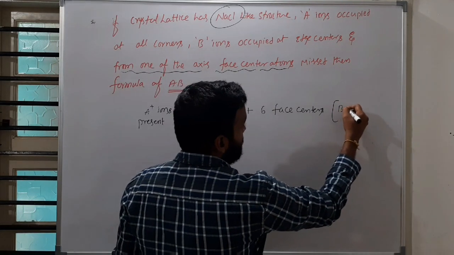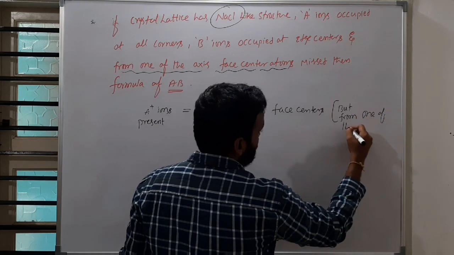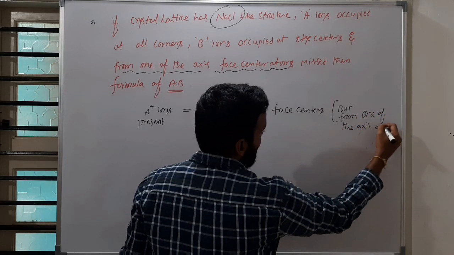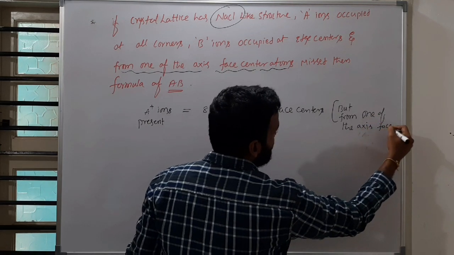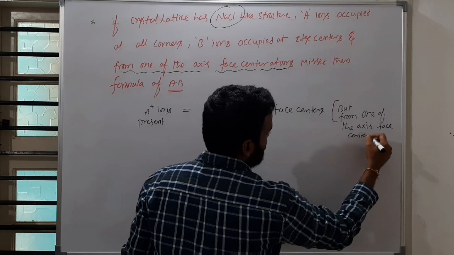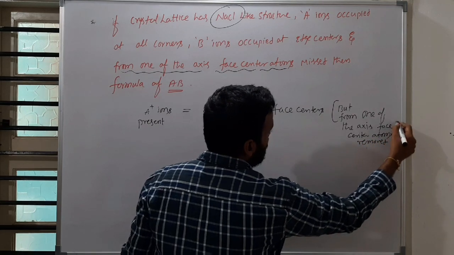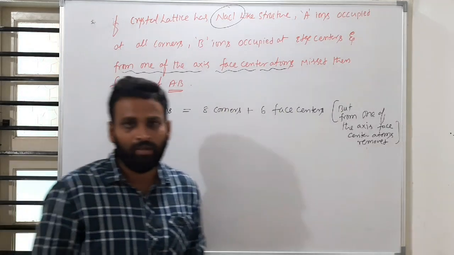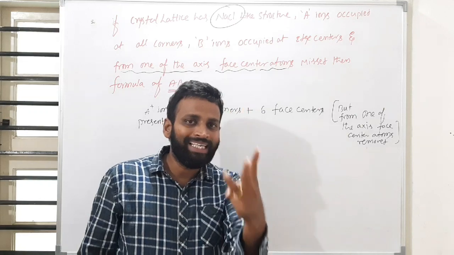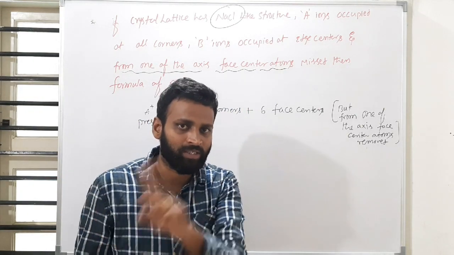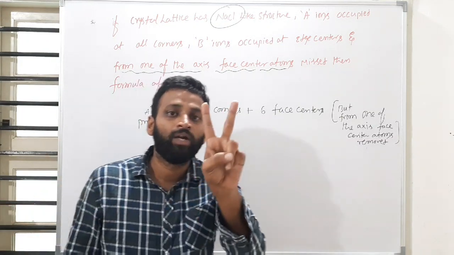But what they said, from one of the axis, atoms removed. Which atoms removed? From one of the axis, face center atoms removed. Now what to do then? Very simple. There are total 3 axes, total 6 face centers. Means 3 axes having 6 face center atoms, so one axis face center atoms removed means 2 atoms removed.